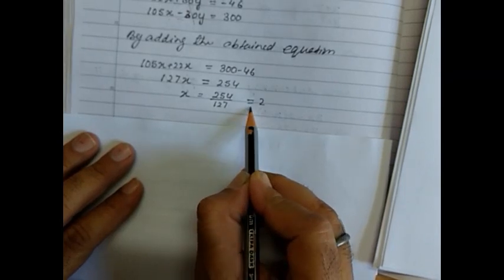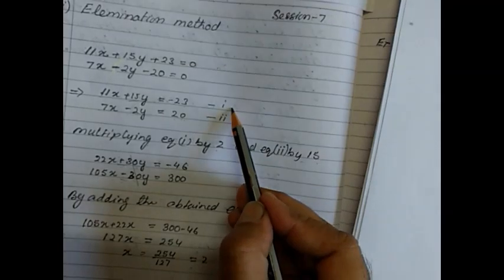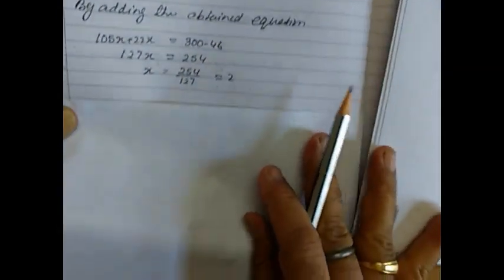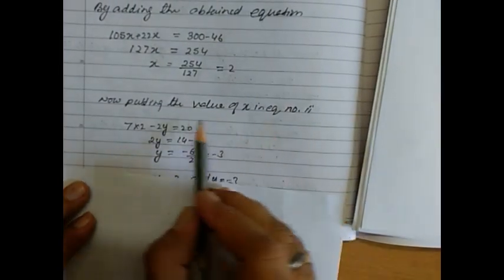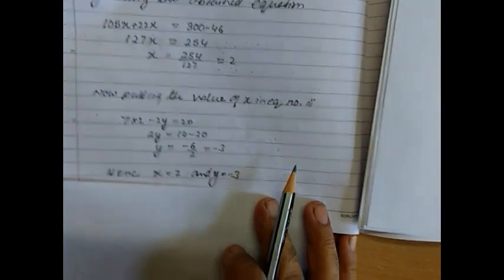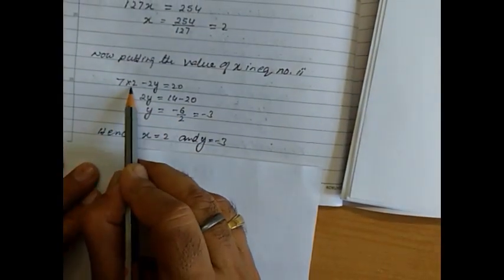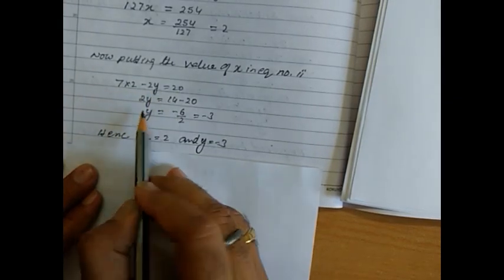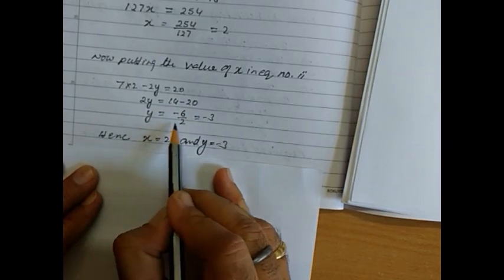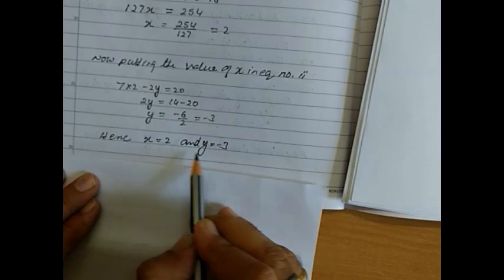Now we have obtained this value 2, and it can be placed in either of the equations, the first or the second. Here I have placed this value in equation number 2 and found the value of y as minus 3. How? 7 into 2 minus 2y is equal to 20, so 2y is equal to 14 minus 20, and y is equal to minus 6 upon 2, which is minus 3. So hence we obtained the solution this way.